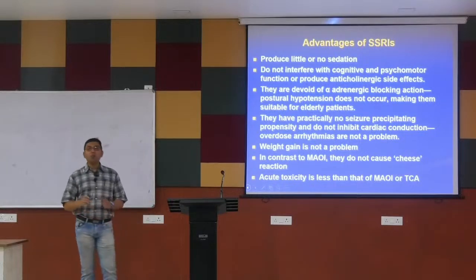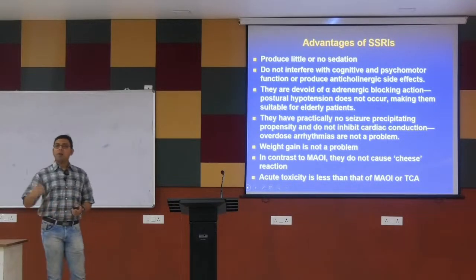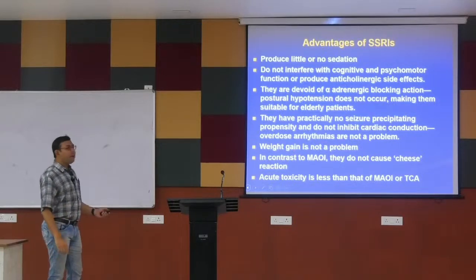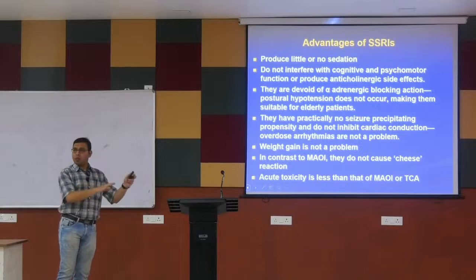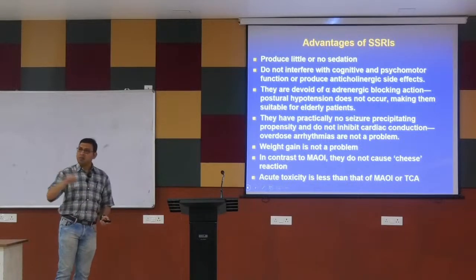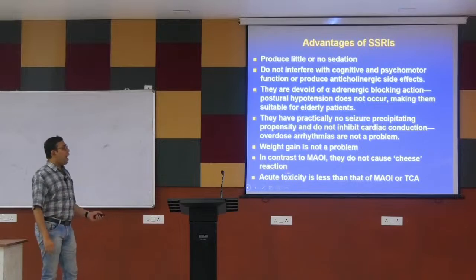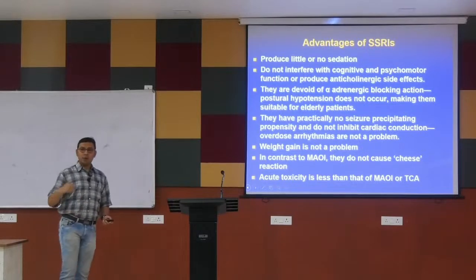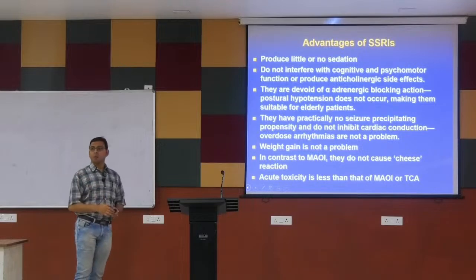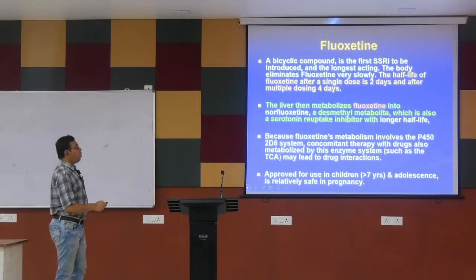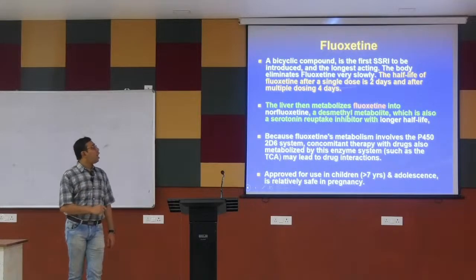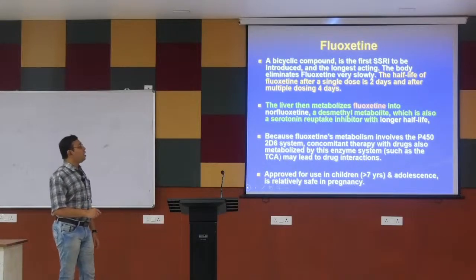They have practically no seizure precipitating function. That's why epileptogenic potential is also less for these patients. Weight gain is a lesser problem in comparison to other drugs. In comparison to MAO inhibitors, they do not cause this cheese reaction, as I have already discussed. Acute toxicity is also lesser, because if a large number of these pills are taken, there are lesser chances of acute toxicity. Fluoxetine is the first SSRI that was discovered. The half-life after a single dose is 2 days.